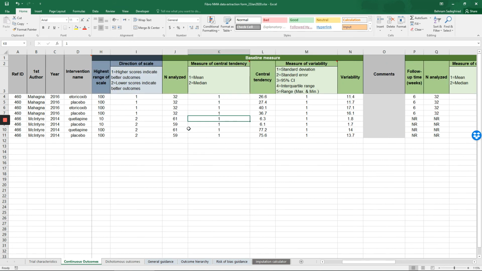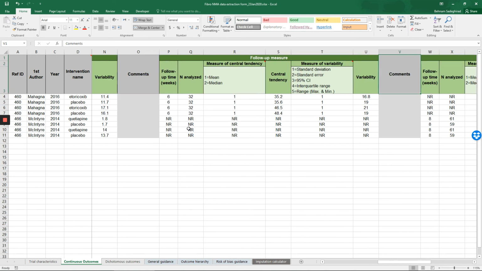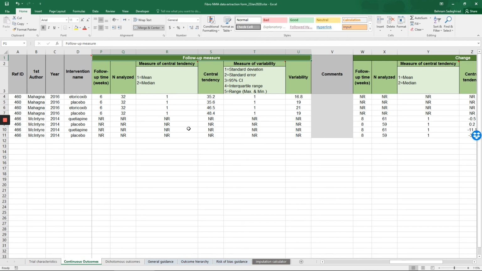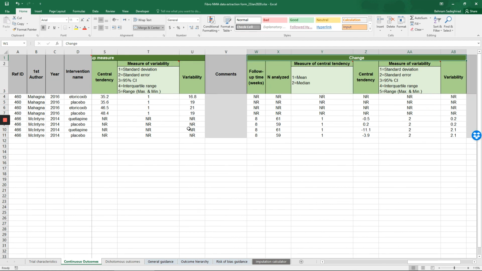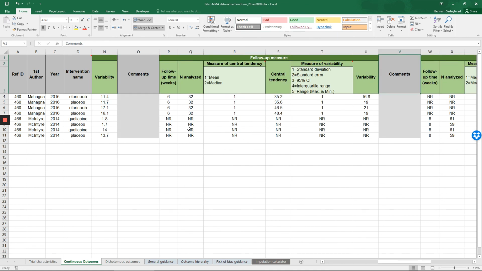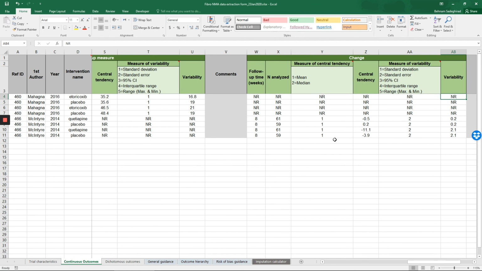After capturing information regarding the baseline measures, there are 2 different parts regarding the outcome data after the follow-up. A study may report follow-up measures at the end of the study, but not provide the change from baseline. We want you to capture both pieces of information in this set of cells. We want the end of study data, if reported, and also the change from baseline, if reported. And make sure that you capture the sign for the change.